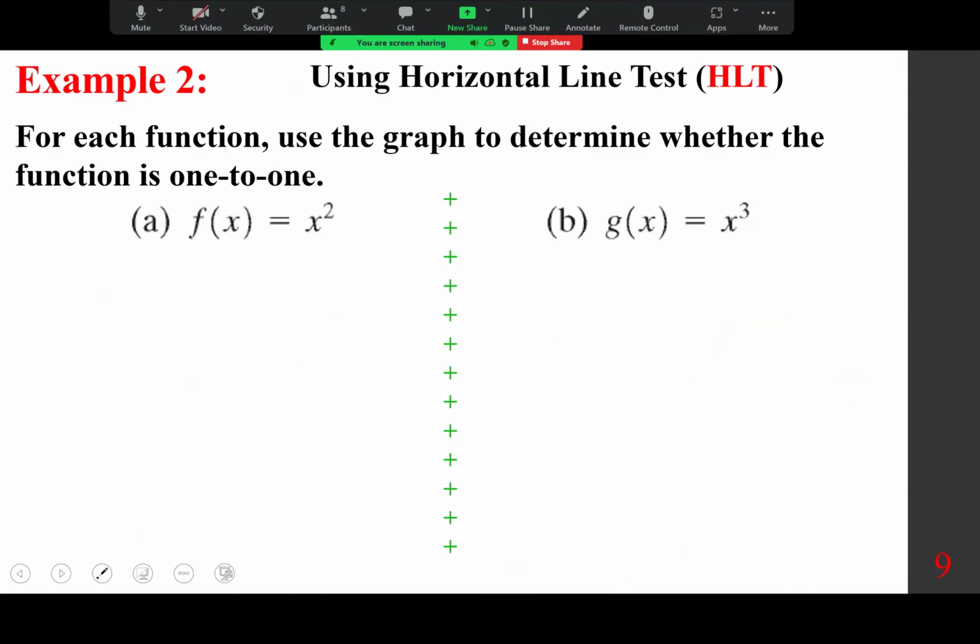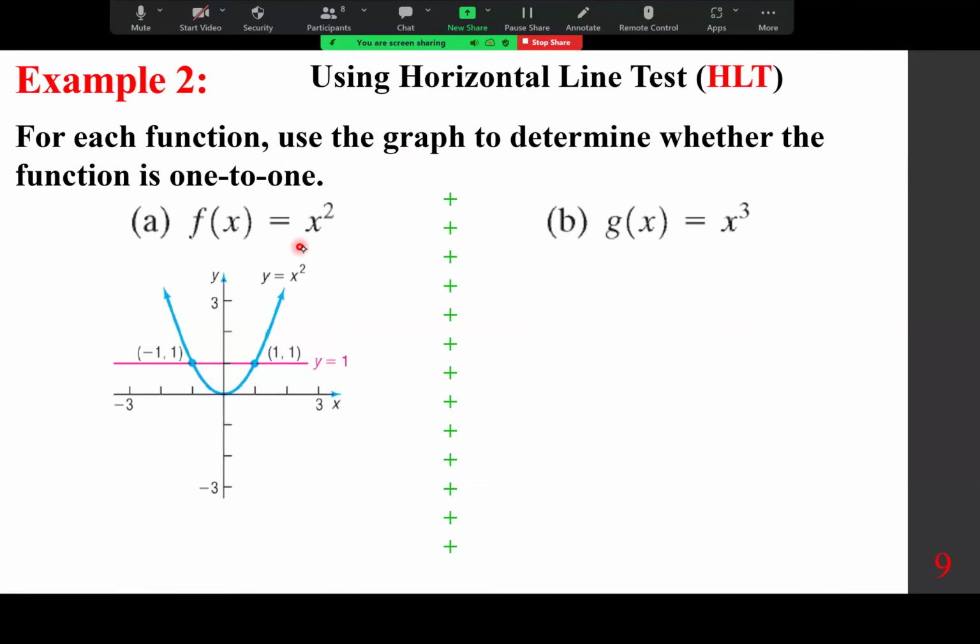Now, for each function, use the graph to determine whether the function is one-to-one. Very simple function, y equals x squared. Everybody knows how to graph it. All you have to do is draw any horizontal line. You can see clearly it crosses the graph. y equals 1 crosses the graph more than once, and therefore it fails to be a one-to-one function. Because it fails the horizontal line test, it's not a one-to-one function.